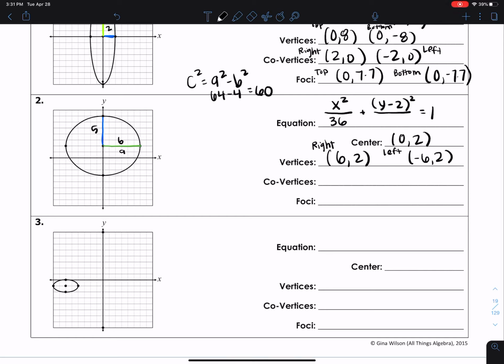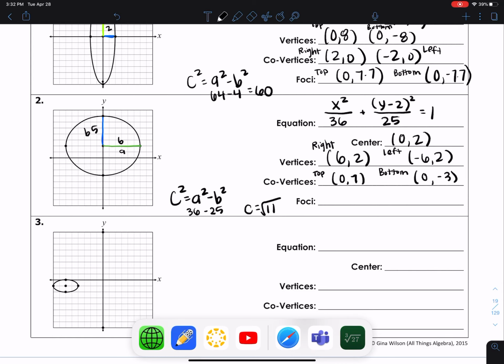Then we have the co-vertices. So our top co-vertex is (0, 7). Our bottom co-vertex is (0, -3). And we know that this is 25 because that's 5 squared. This is b. Then we have our foci. So we have c squared equals a squared minus b squared. So that's 36 minus 25. So we get c is the square root of 11.